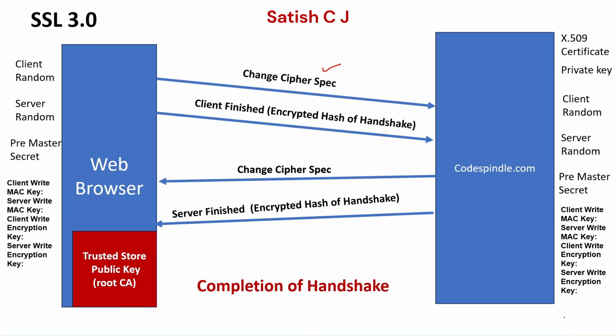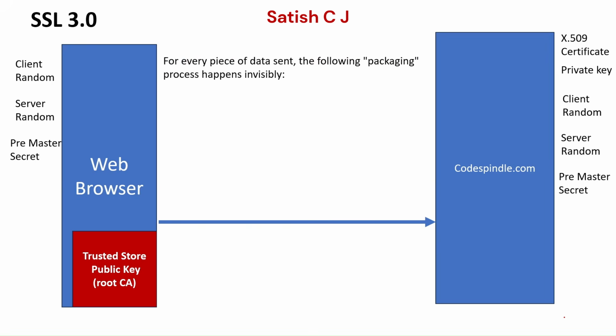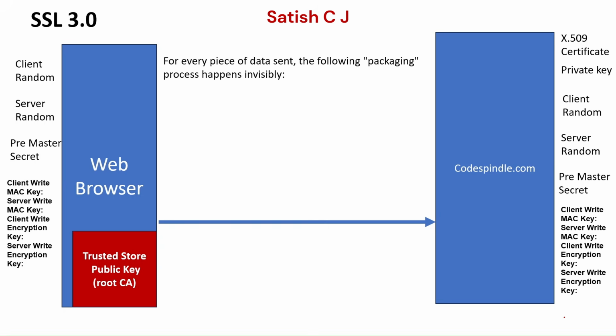The next phase is the record protocol, or the record phase. We'll see how the actual data packets are transferred from the web browser to the domain. So what is happening here is we have all the keys set. Now every piece of data that is sent from the web browser to the domain and from the domain to the web browser will be following these steps.